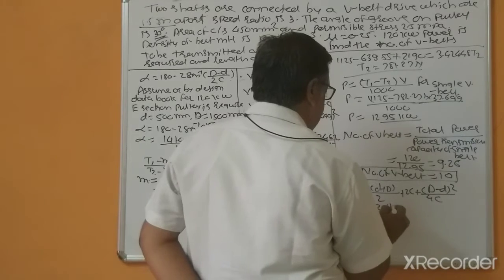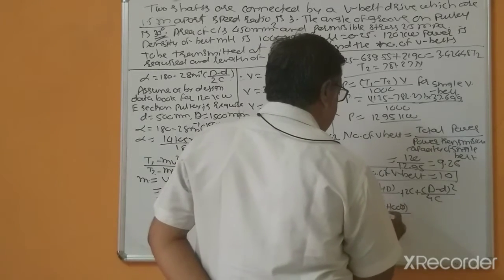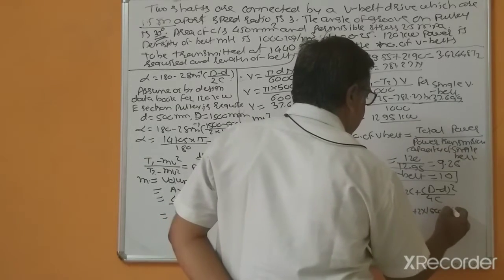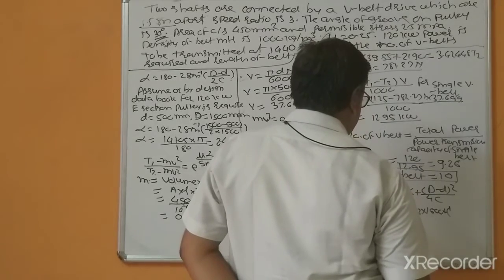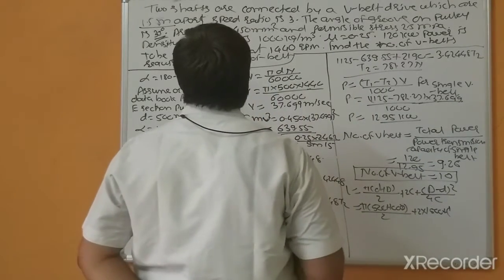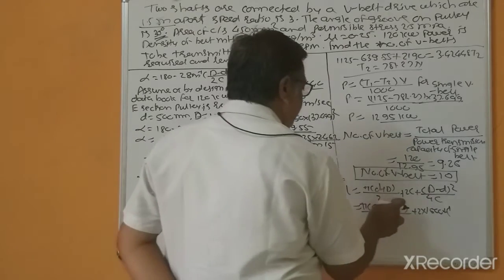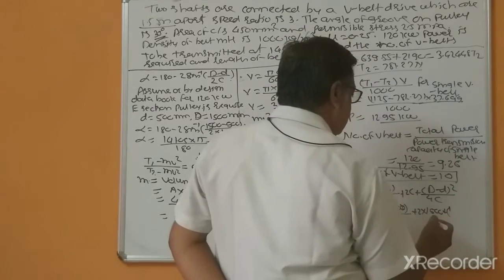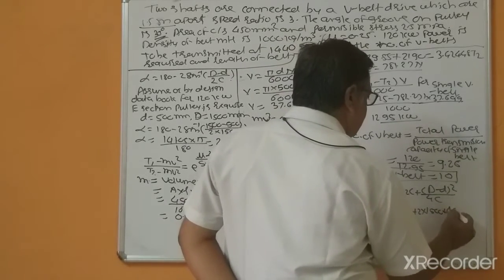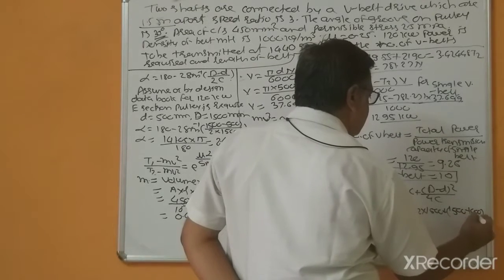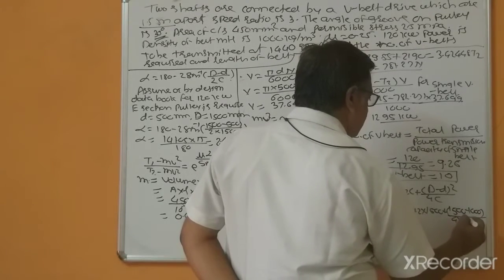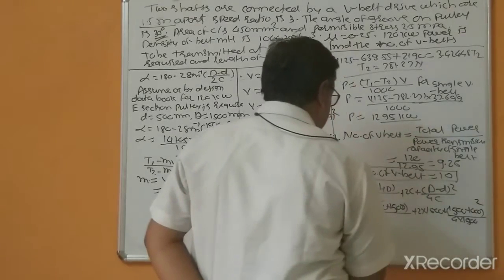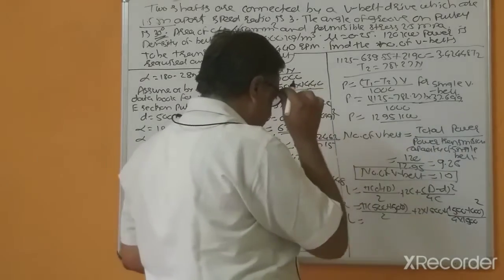This is (500 plus 1000) divided by 2, 1500 plus, this is the speed ratio, this is 1500. Here also, (1500 minus 1000) squared divided by 4 into, and this is bracket square, for the length of the belt.